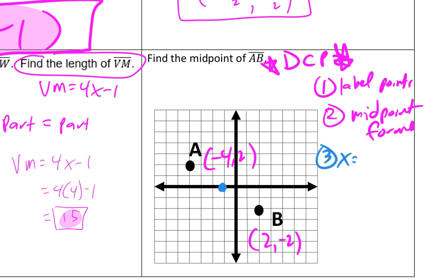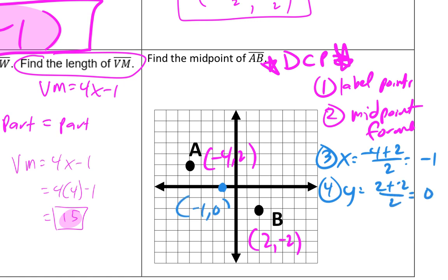The x is going to be equal to -4 plus 2, divided by 2, which gives us -1. And then the y values are 2 plus -2, divided by 2, which is going to be 0. And this is negative 1 comma 0, so that is our correct answer, negative 1 comma 0.